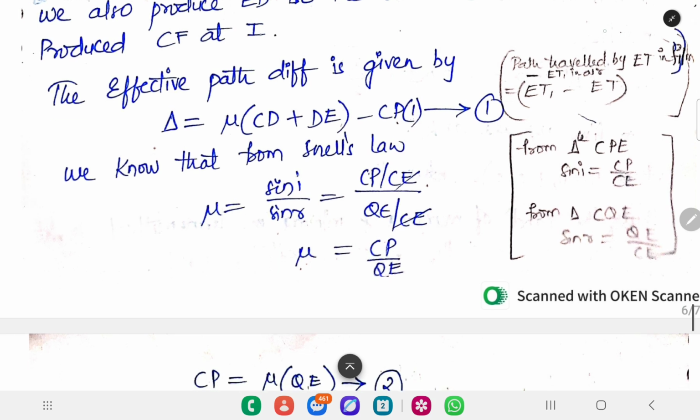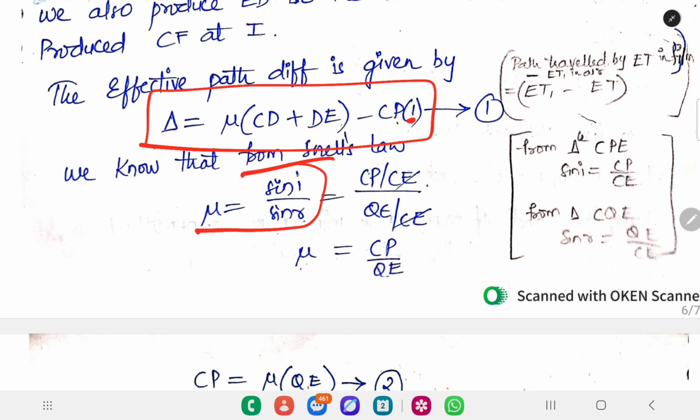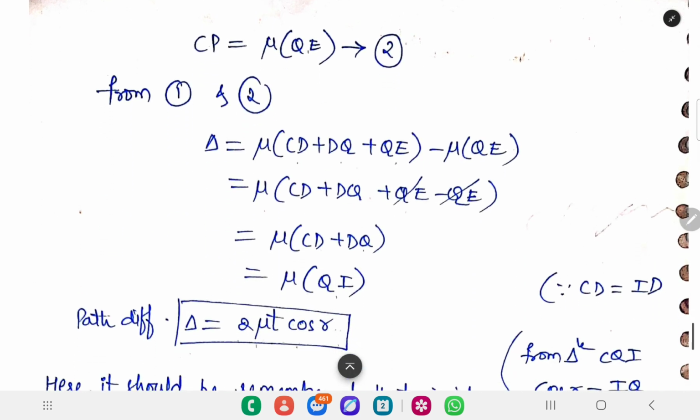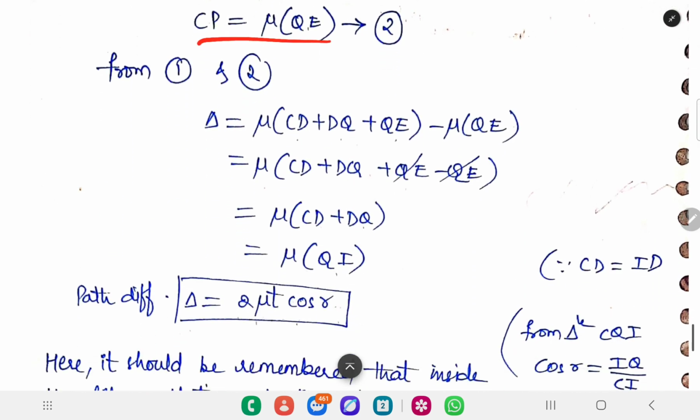The effective path difference is given by delta equals mu times (CD plus DE) minus CP, where the refractive index of air is 1. From Snell's law we know mu equals sin i by sin r. See the diagram for triangle CPE and triangle CQE. We get sin i as CP by CE and sin r as QE by CE. CE cancels, so mu is equal to CP by QE. So we can write CP equals mu QE.